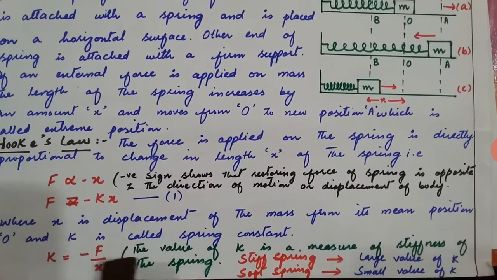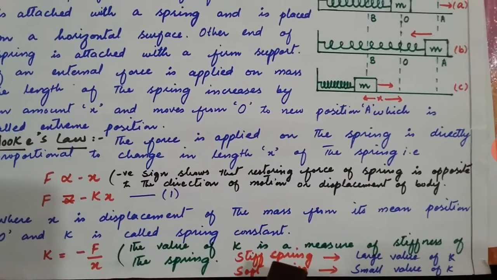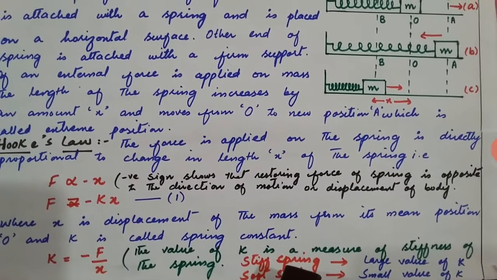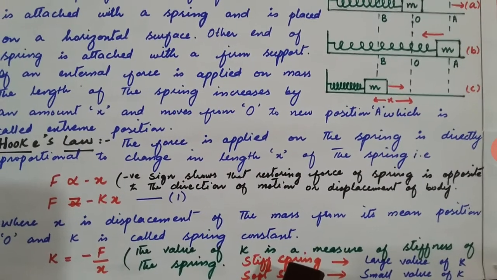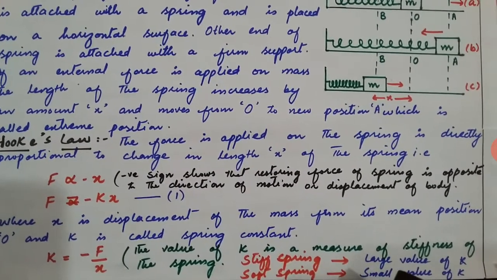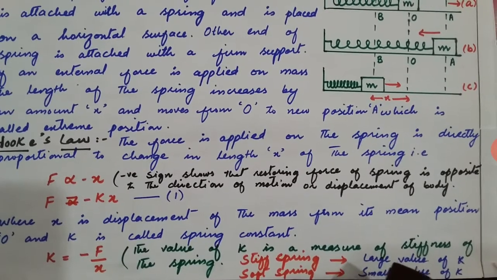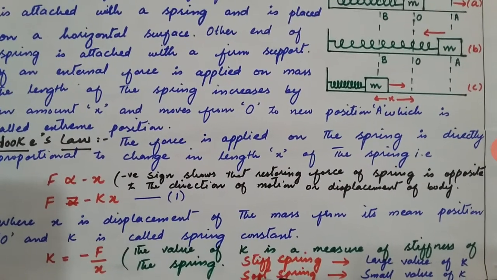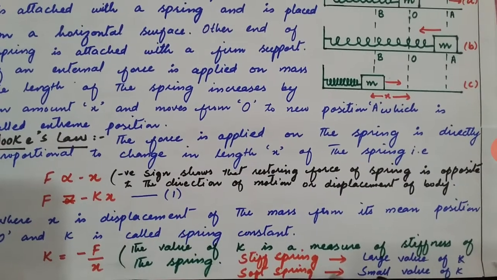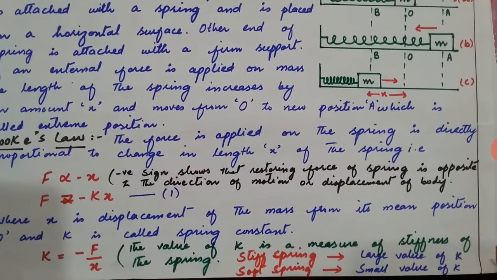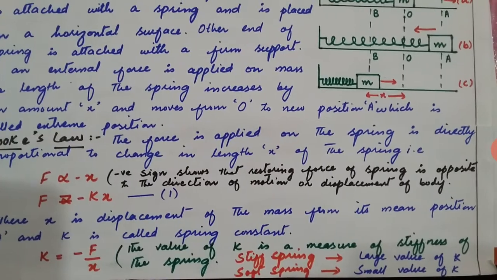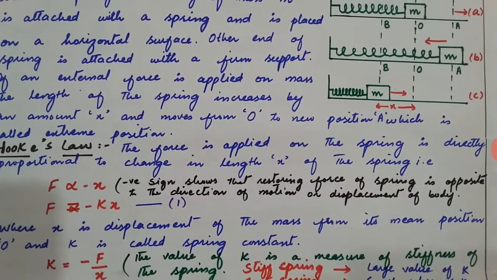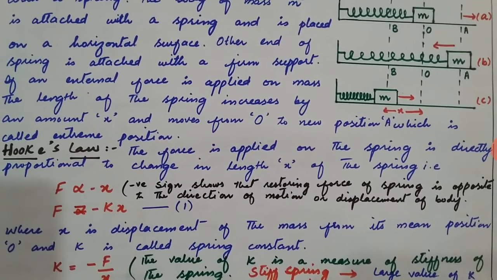But it depends upon the nature of the spring. If the spring is stiff or hard, the value of K will be large. If the spring is soft, then the value of K will be small. So the value of K depends upon the nature of the spring.